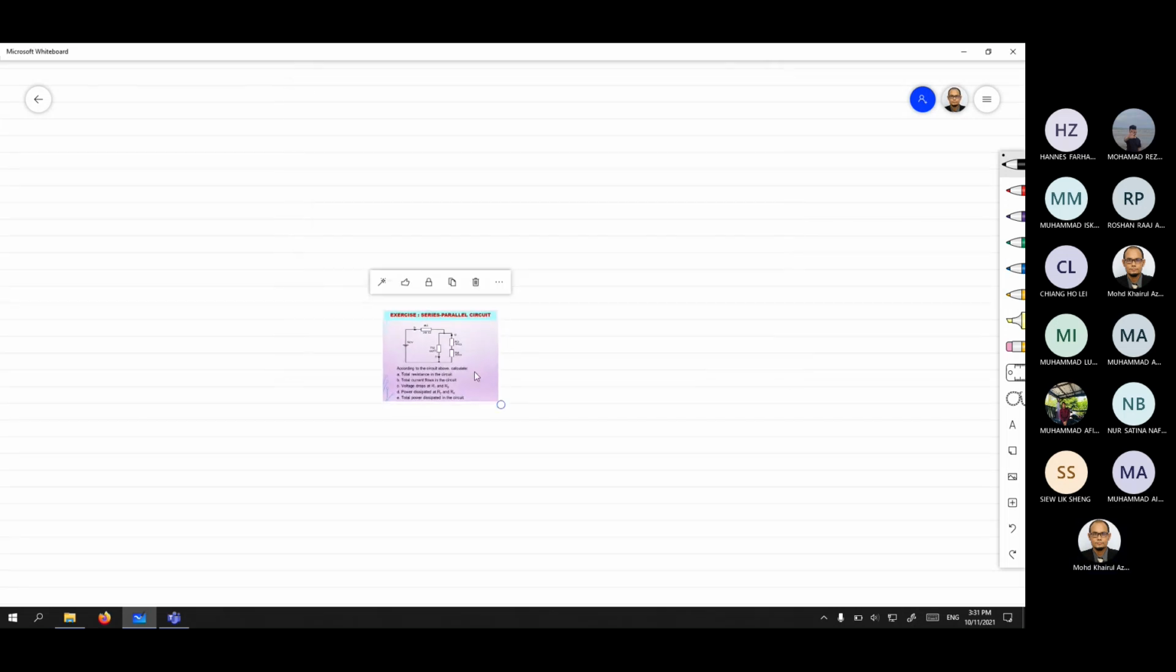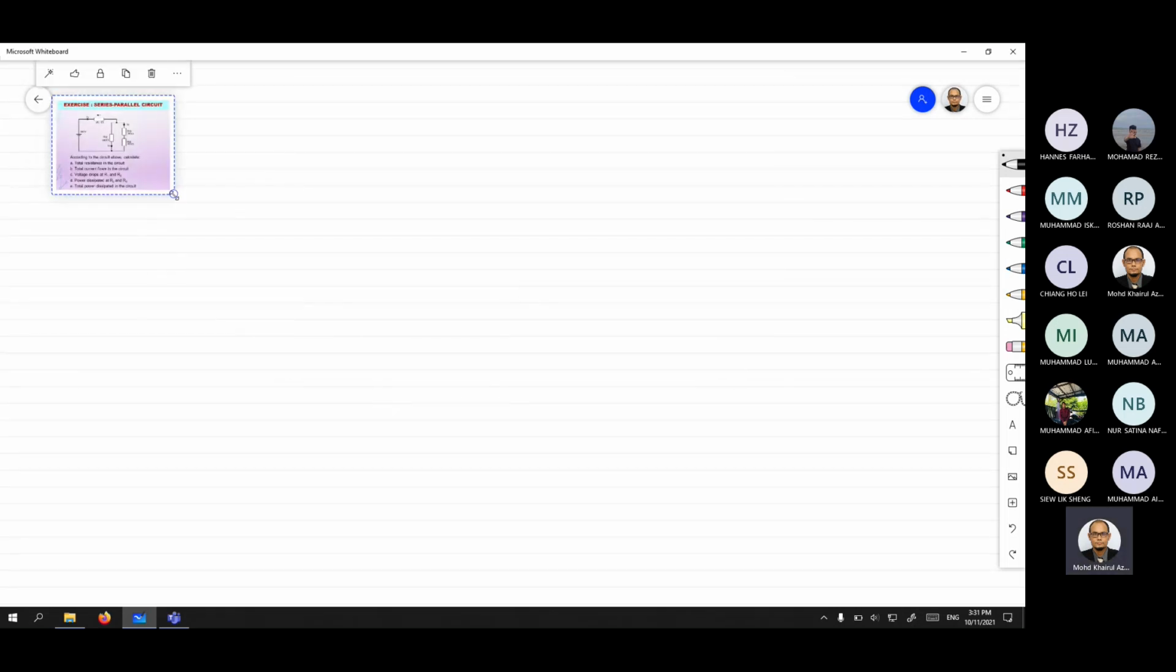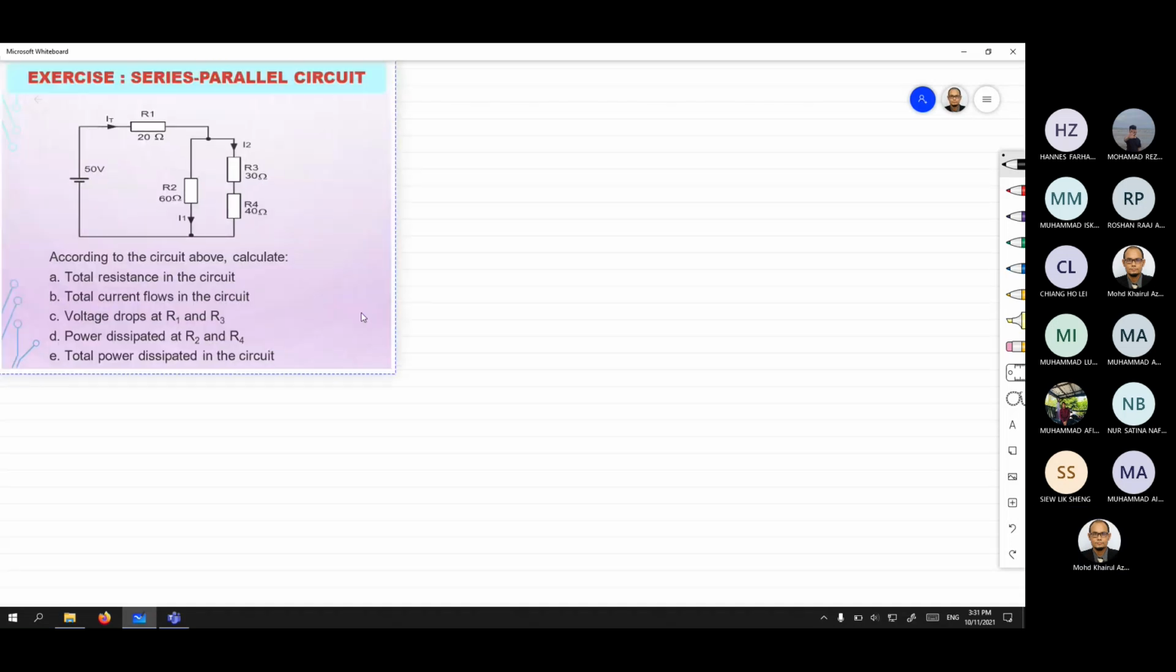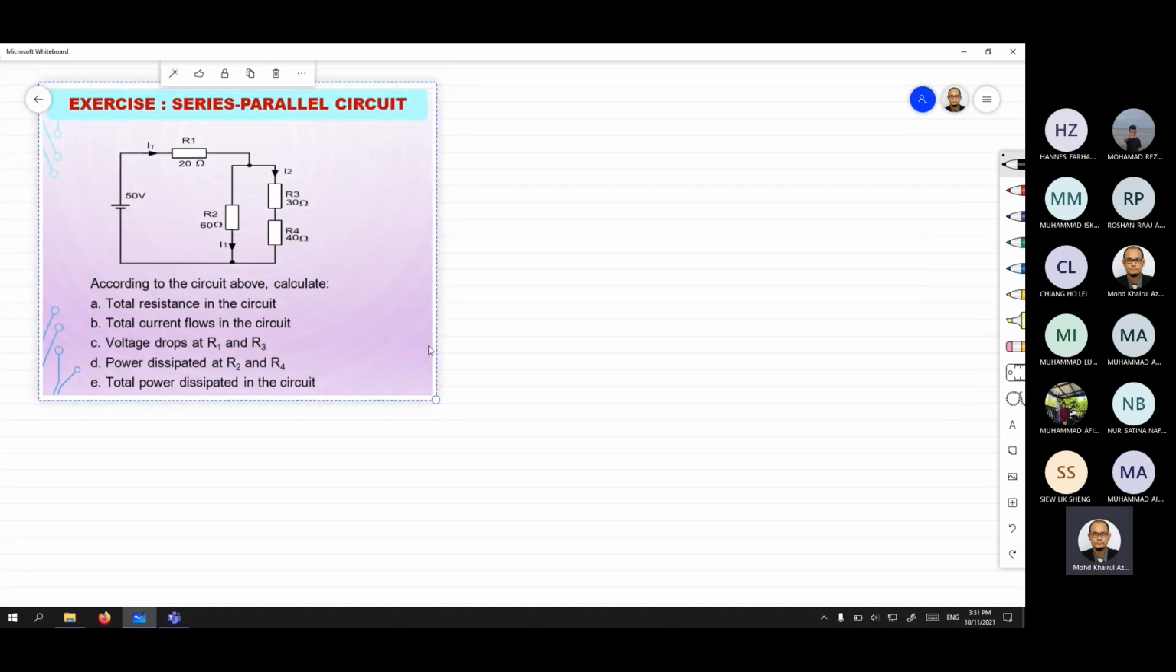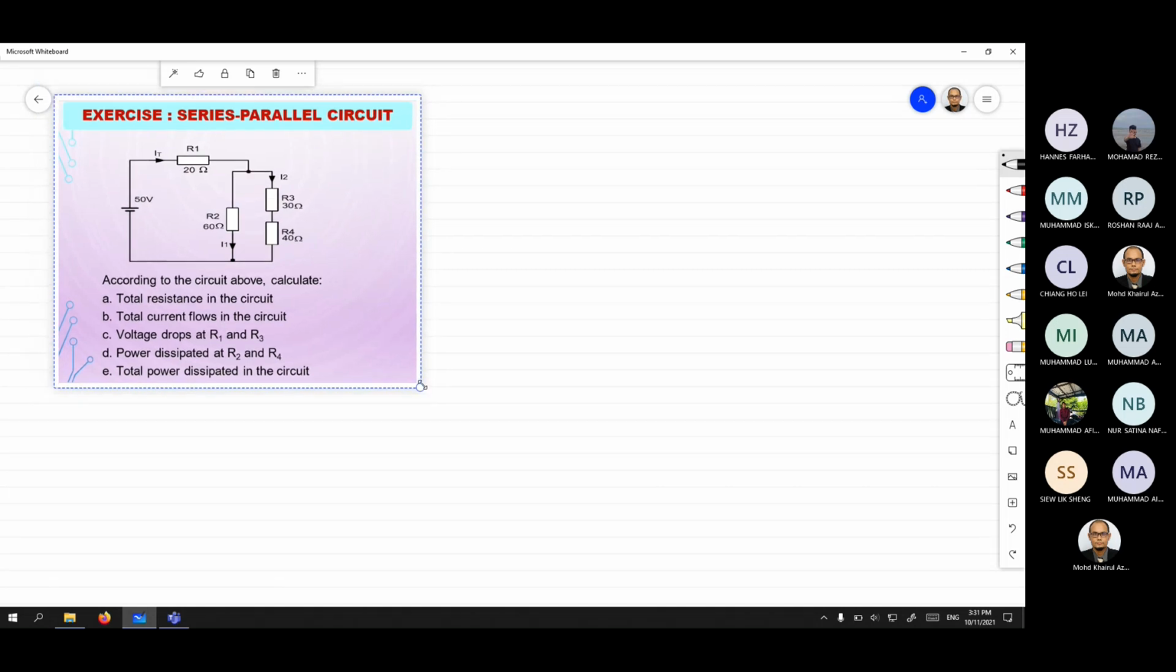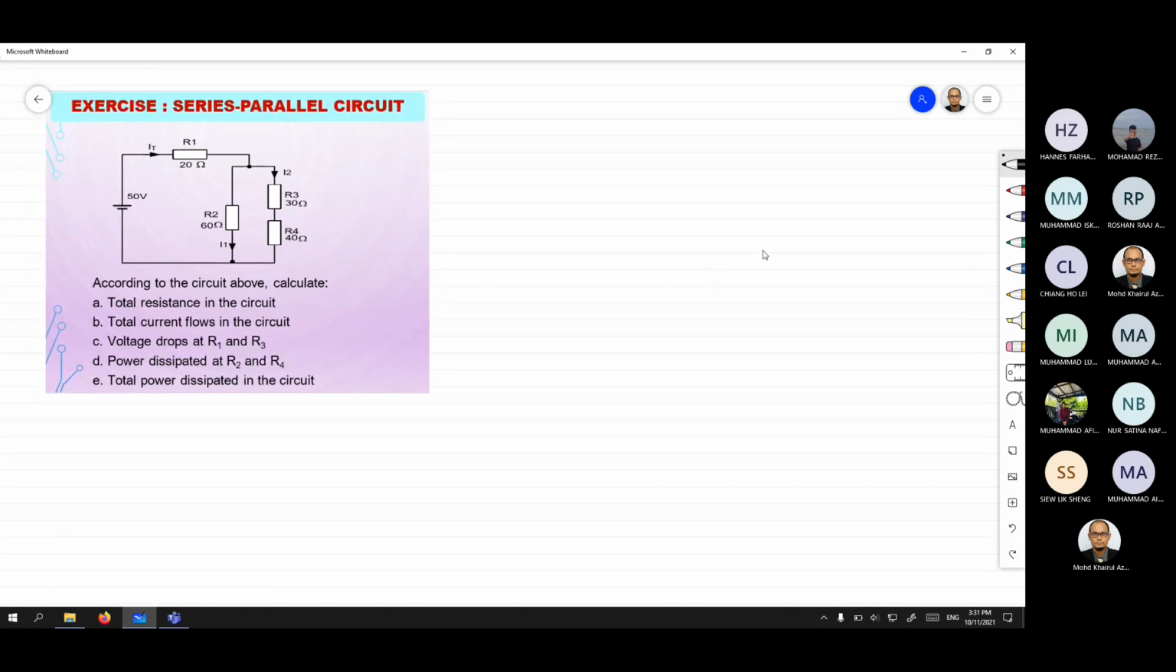Bolehlah yang ni. Ini sebenarnya ada dalam soalan tutor. So again, we have another series and parallel circuit combination. Kalau you tengok, apa yang dia minta tu sama je. Total resistance, total current, voltage drop, power dissipation, total power.